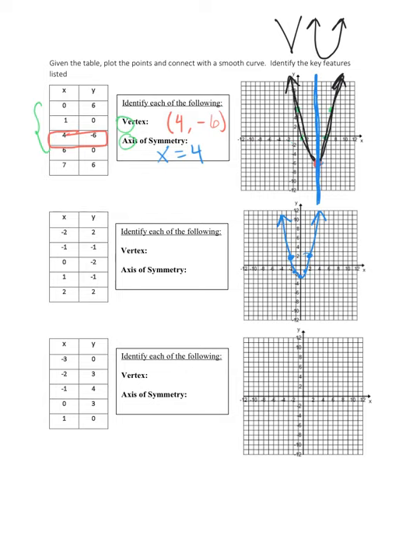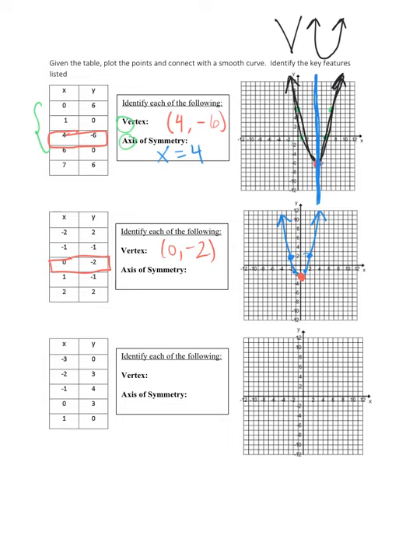So now we need to find our vertex. So remember, once again, our vertex is our turning point. So here is my turning point. This is the minimum, okay? And this point is 0, comma, negative 2. So this is my vertex, okay? You're going to see a pattern here.